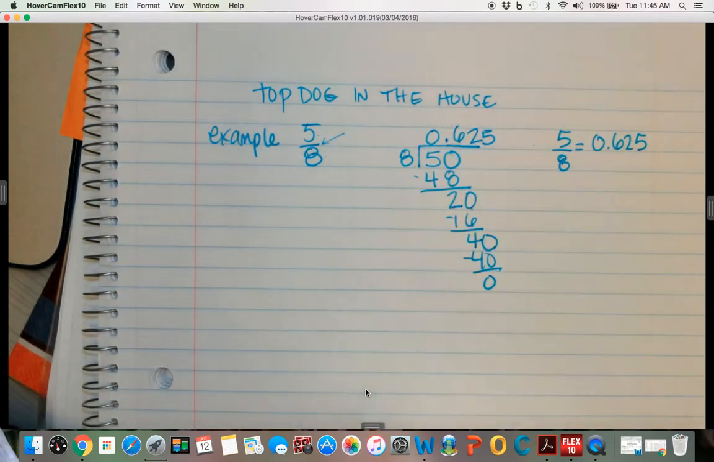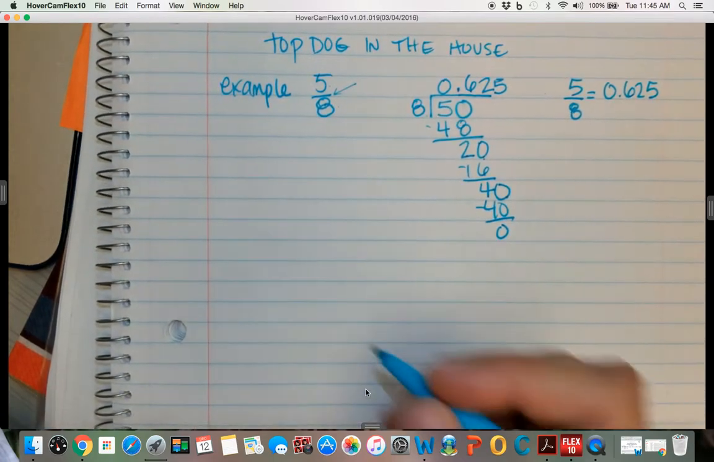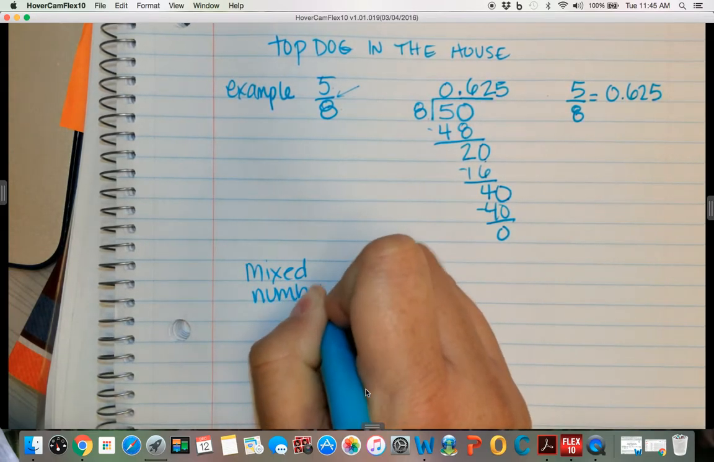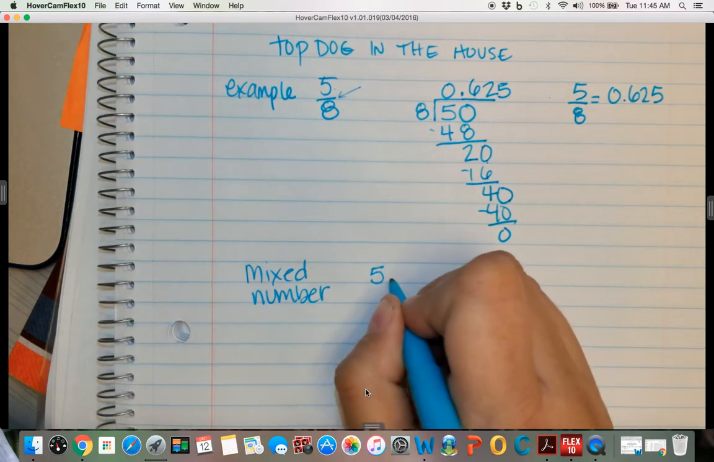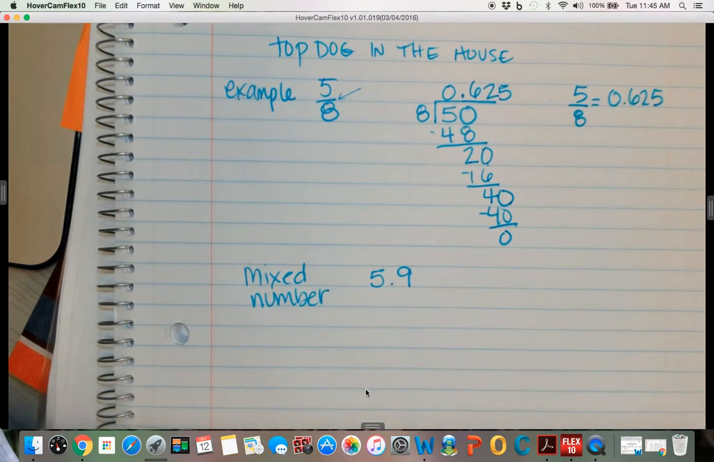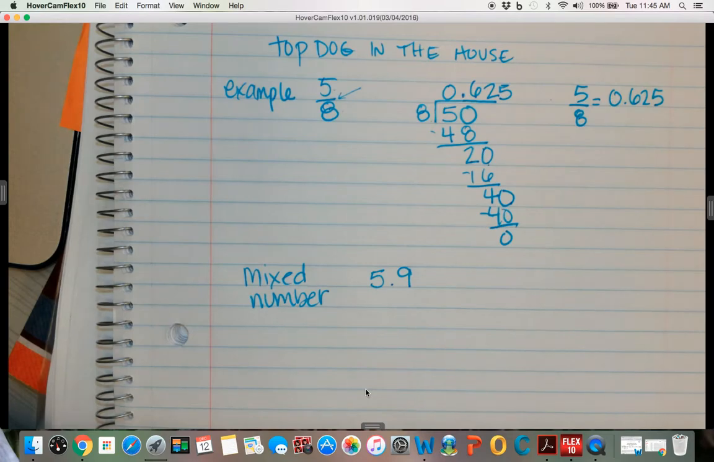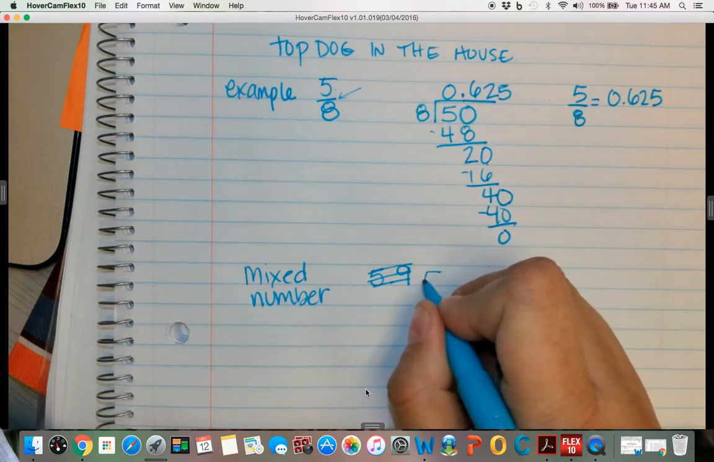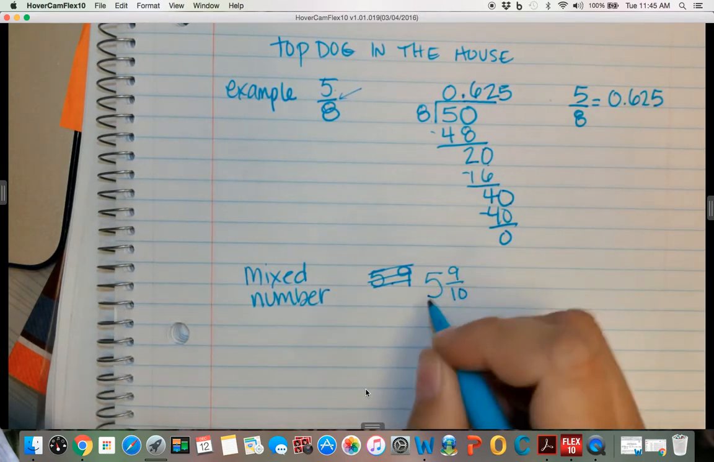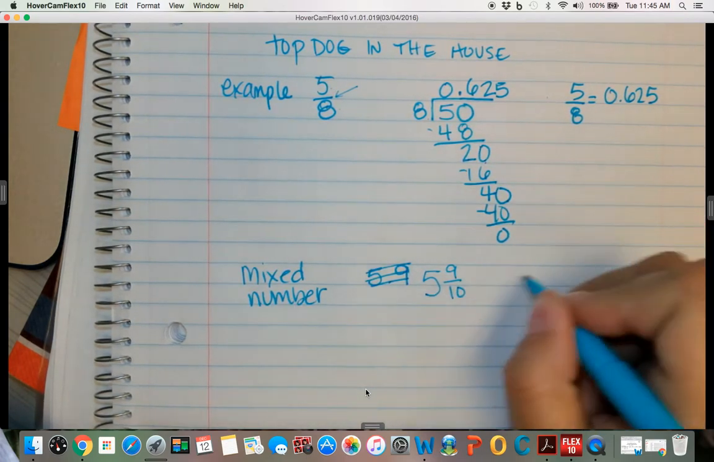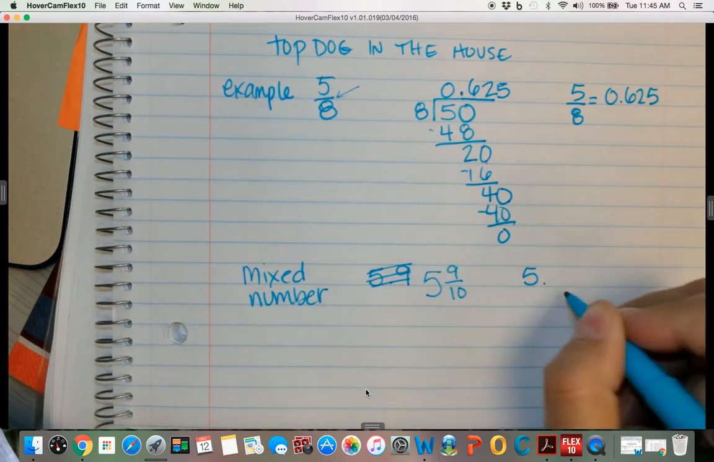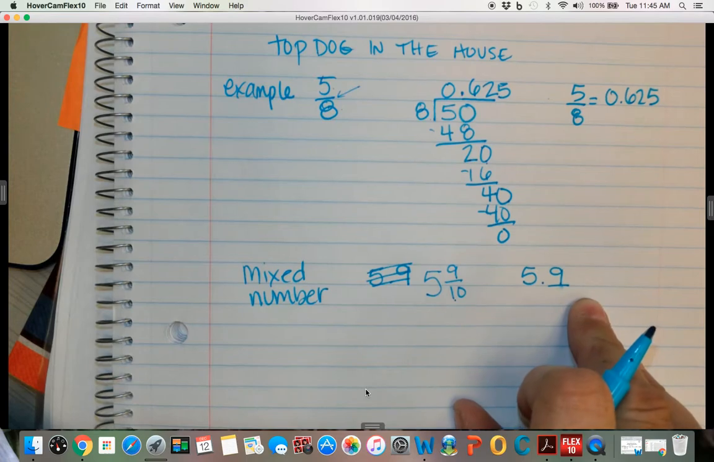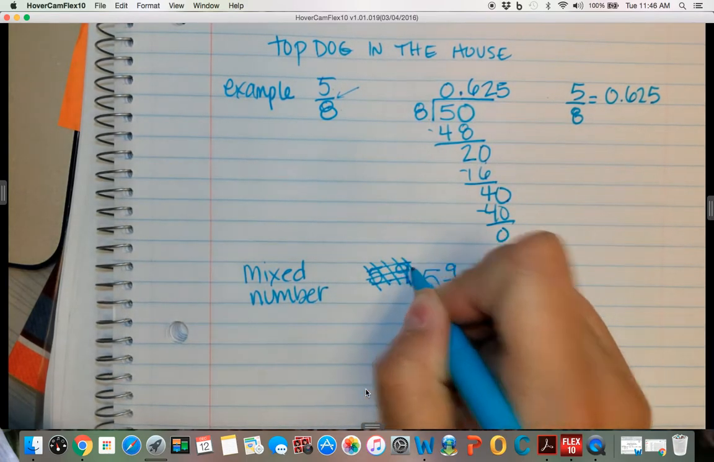If you have a mixed number, for example, 5.9, oh wait, that's not a fraction, just kidding. If we have a mixed number like 5 and 9/10, sorry, I just gave away the answer. 5 is your whole number, and then 9/10, the 9 goes in the tenths place, 5.9. I'll do a harder one since I just blew it by giving you the answer.